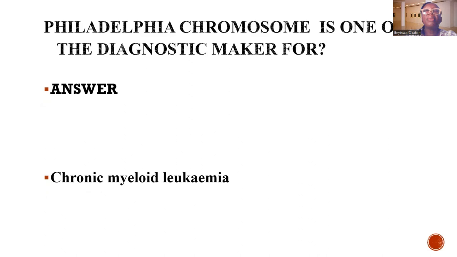Philadelphia chromosome is one of the diagnostic markers for, answer, chronic myeloid leukemia. Presence of Philadelphia chromosome is one of the diagnostic markers for chronic myeloid leukemia.